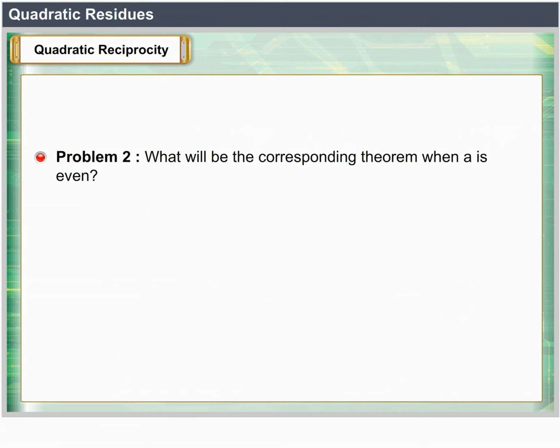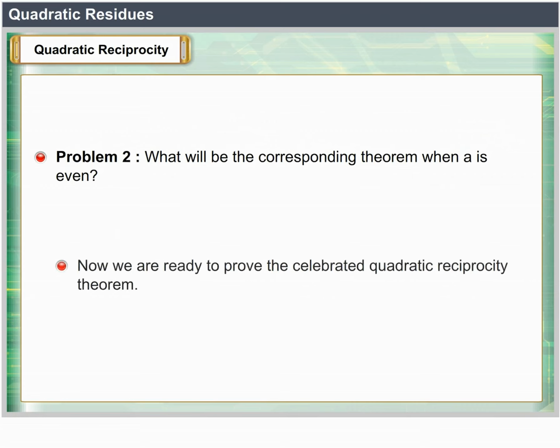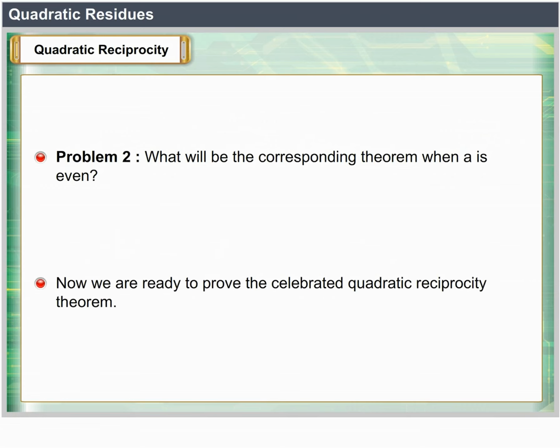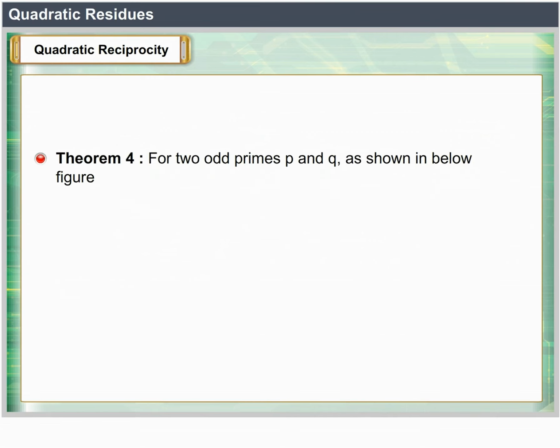Now we are ready to prove the celebrated quadratic reciprocity theorem. Theorem 4. For two odd primes P and Q, as shown in the figure below.